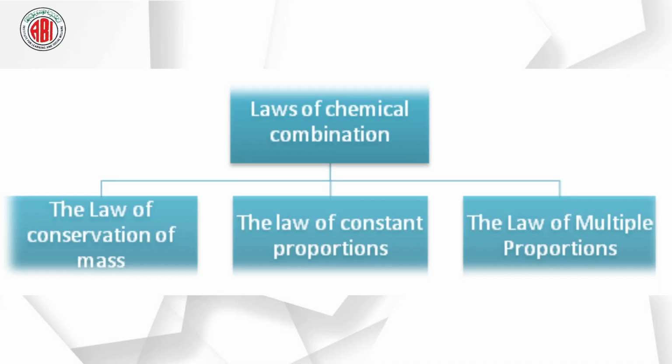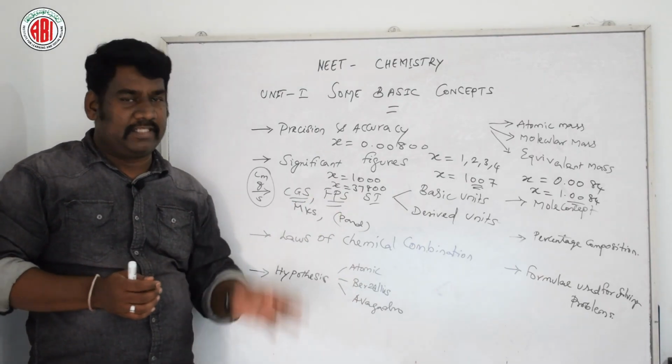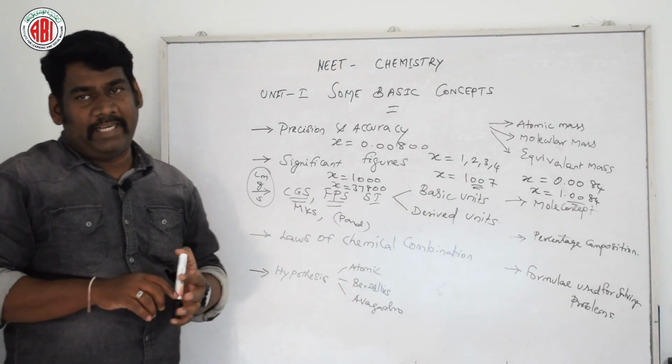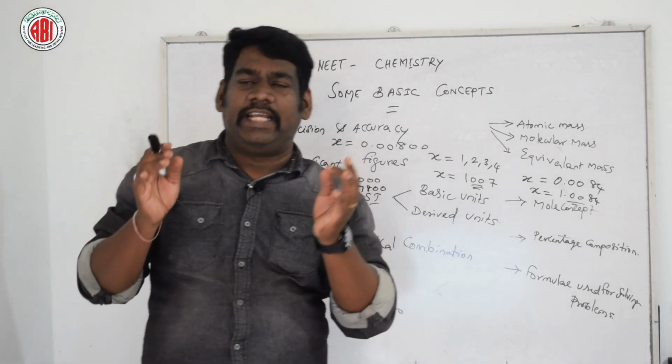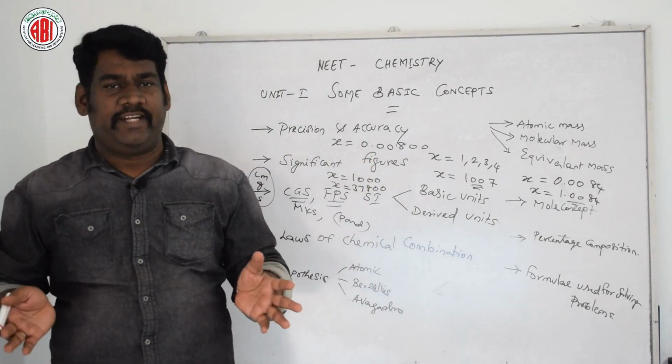So the next topic is about laws of chemical combination. Based on Dalton's atomic theory, there are a few laws which are correlated with Dalton's atomic theory, and we are going to discuss them one by one. Like the law of conservation of mass, the first one, which was proposed by Lavoisier. According to this, matter is neither created nor destroyed.